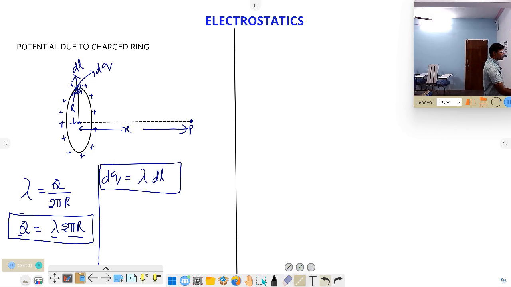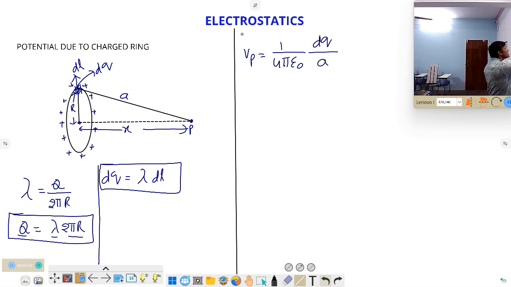Potential at this point means, from the elementary charge to the point, you take a line joining them. This is the distance of the point from the charge which is taken, and I can take it as A. So I can write the potential at point P, according to the basic expression, is equal to 1 by 4 pi epsilon naught into the charge, which here is the elementary charge dq, divided by the distance, which is A. This is the expression for potential at point P: 1 by 4 pi epsilon naught dq by A. Now dq is nothing but lambda into dl, we can apply that here.